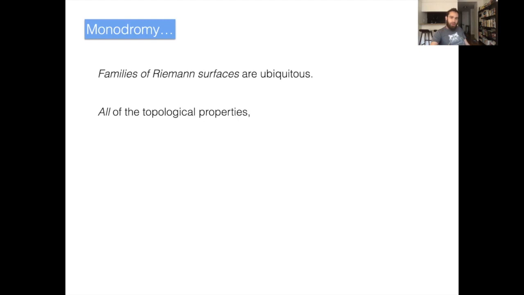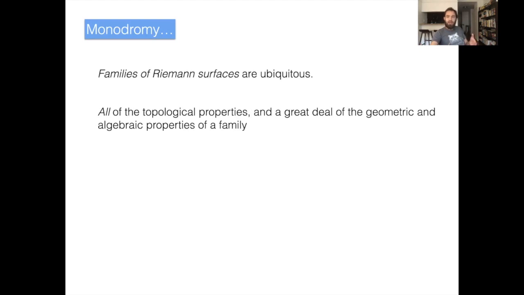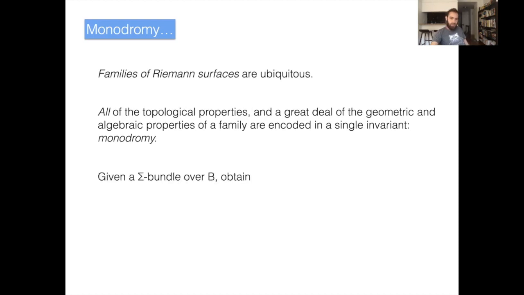And when you have a family of Riemann surfaces, if you want to understand its topology, or if you want to understand finer questions about the geometry or the algebraic structure of this family, the first, and in many cases, the last line of attack is this invariant called the monodromy. So what is the monodromy of a family of surfaces?